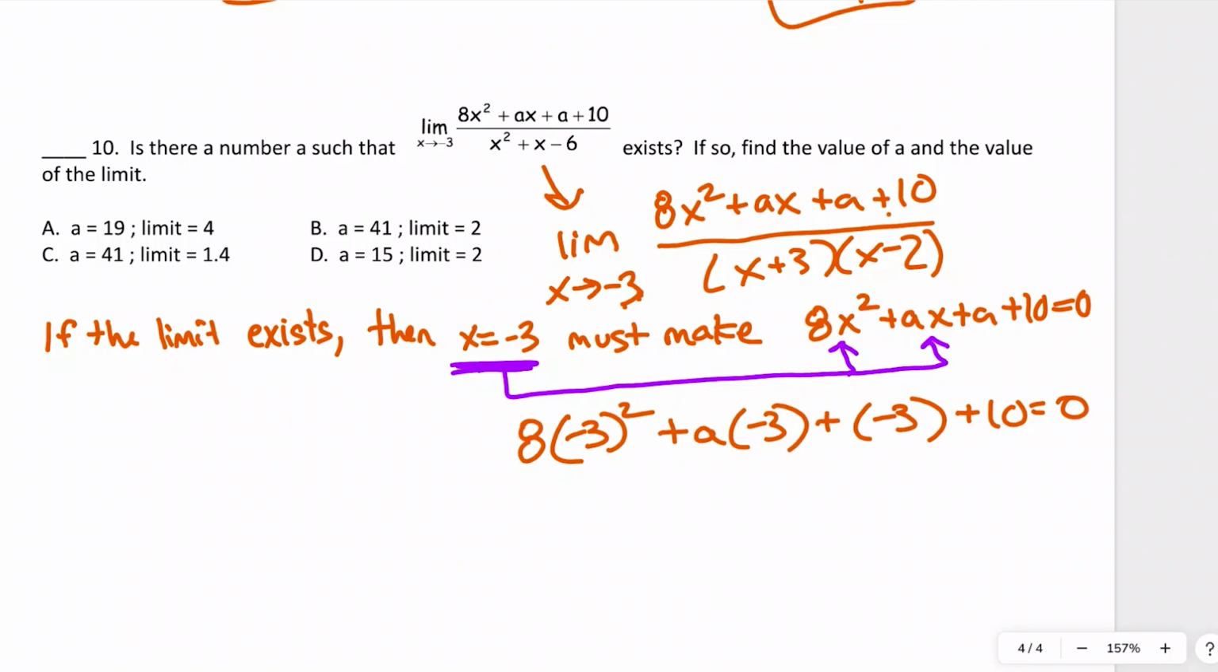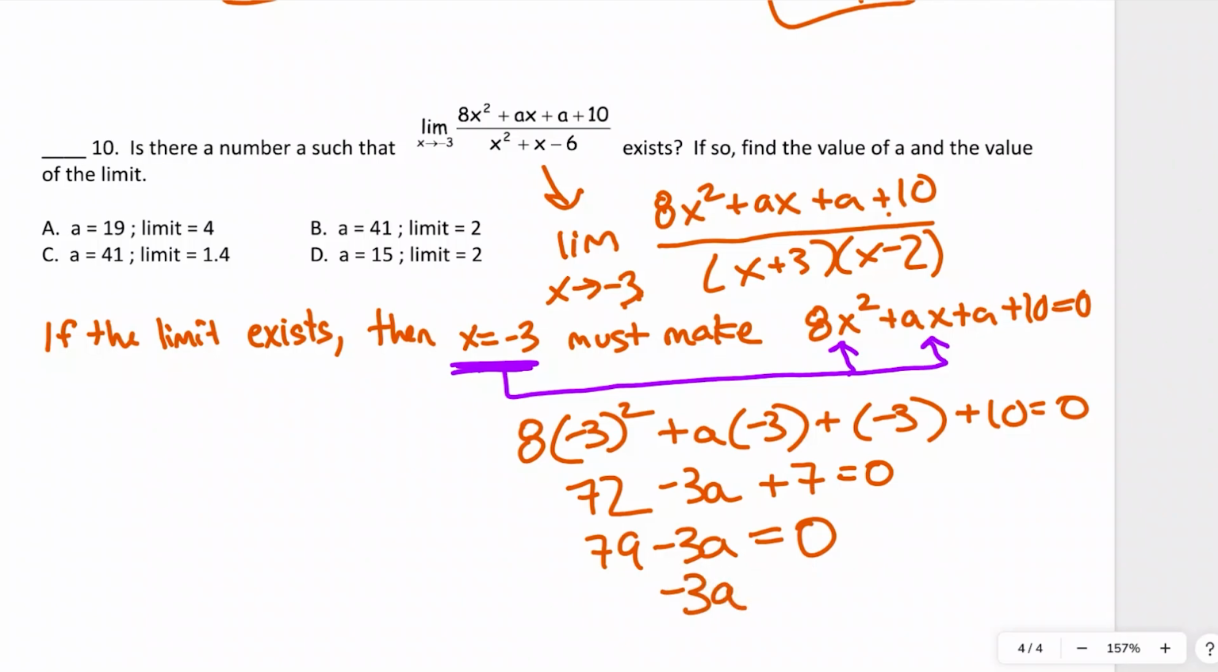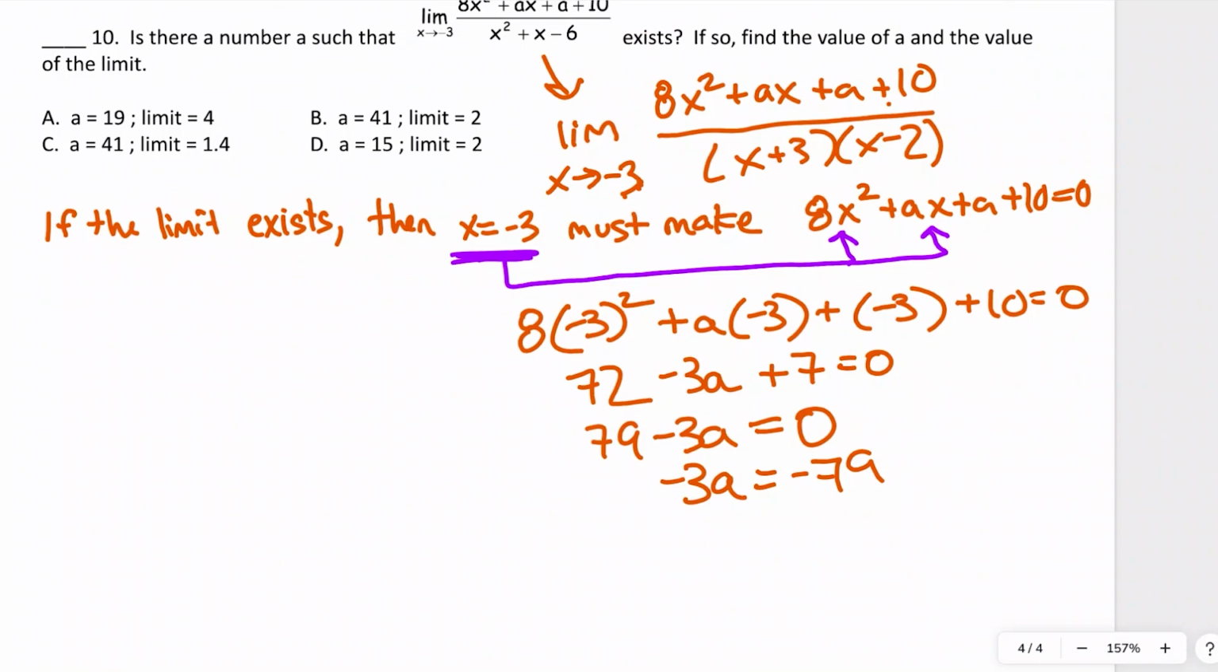Let's simplify this a bit. -3 squared is 9. 9 times 8 is 72. So we have 72 minus 3a minus 3 plus 10. I'll just go ahead and clean that up. 10 minus 3 is 7. So 72 and 7 is going to be 79. Subtracting 79 from both sides gives me -3a equals -79. And then dividing by 3.